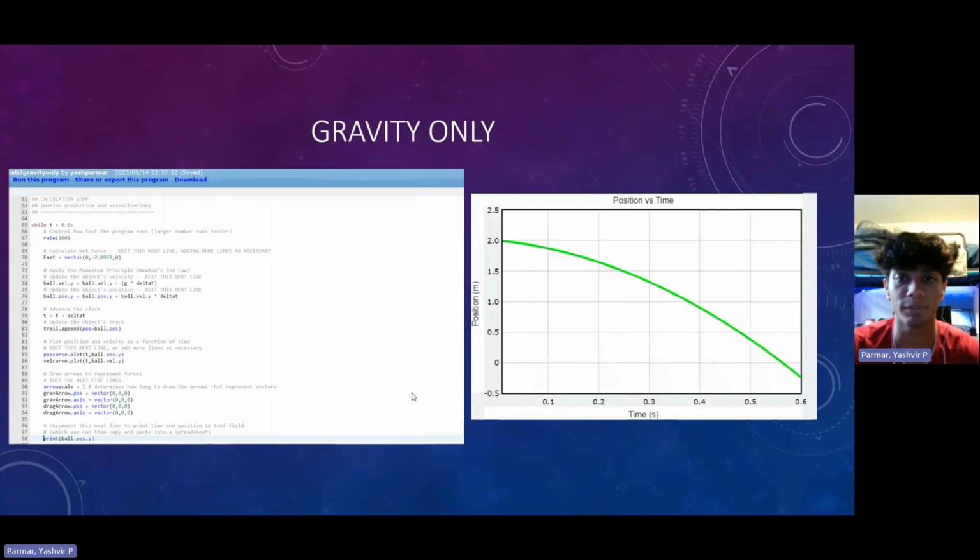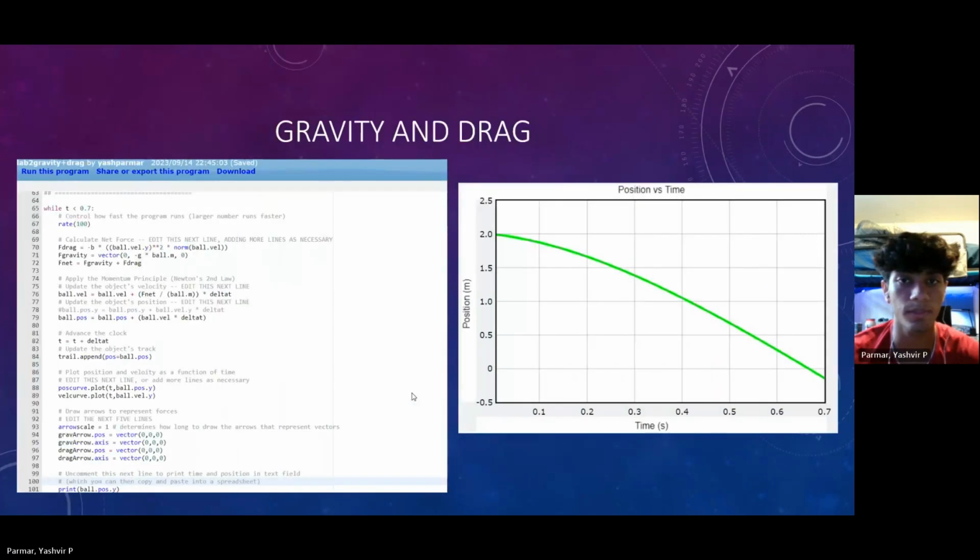So here's the first model, which depicts that the only force on the object is gravity. You can see the velocity update formula on line 74 and the position update formula on line 76. Here is the gravity and drag GlowScript graph. We can see lines 70 through 72 involve F_net being force of gravity plus force of drag. We have the velocity update formula here and also the position update formula as well.